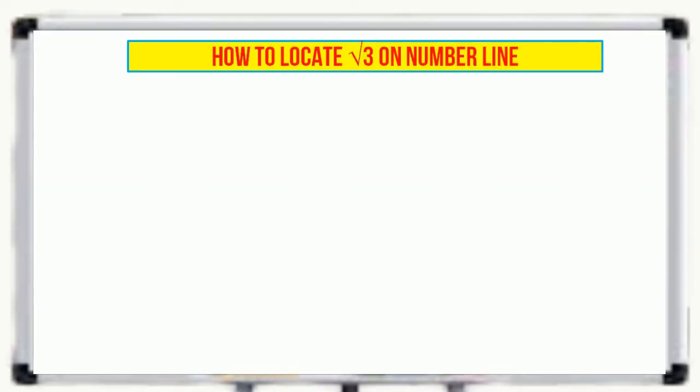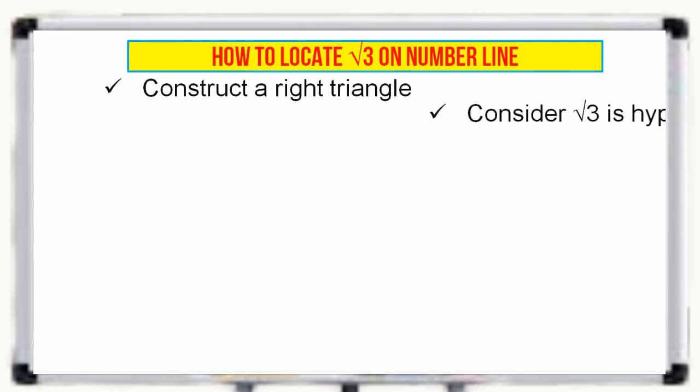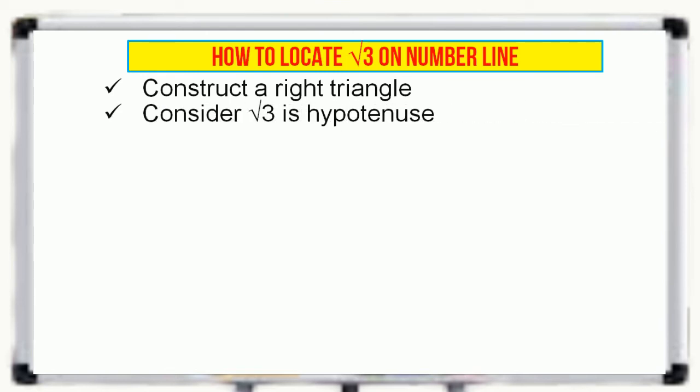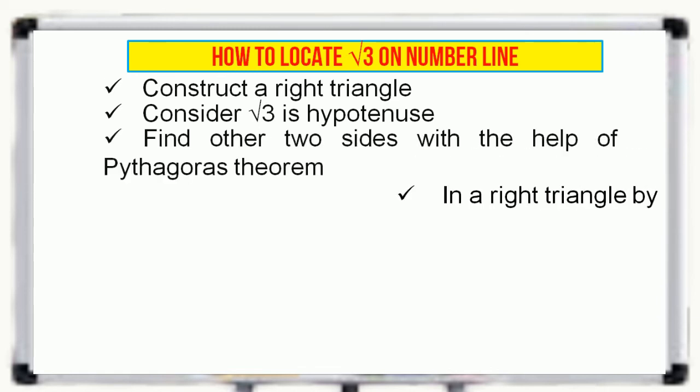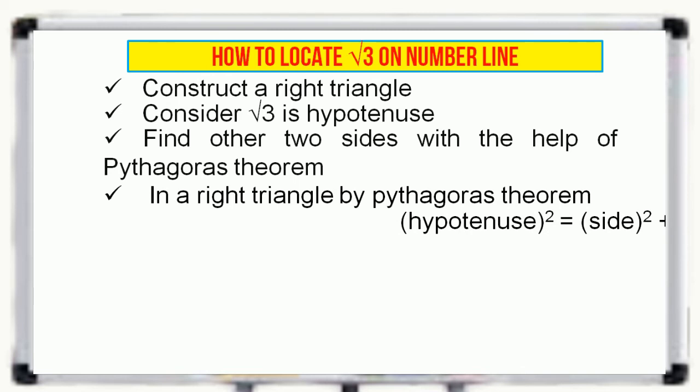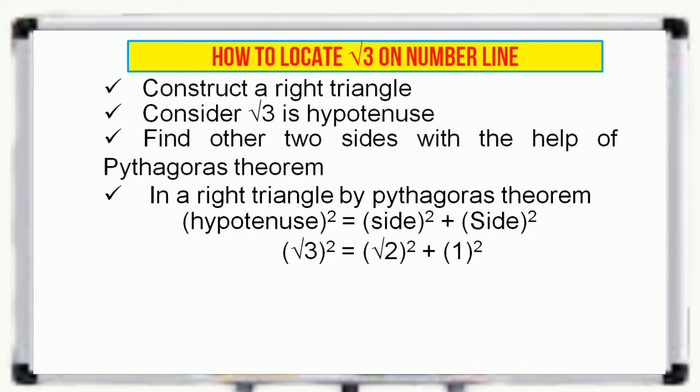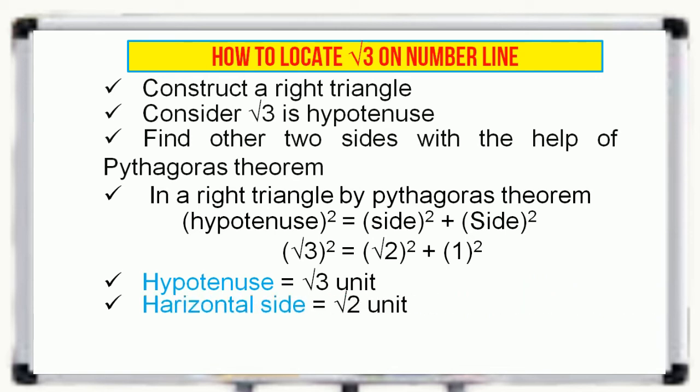So now another example: how to locate square root of 3 on the number line. So here also you have to construct a right triangle and consider root 3 as the hypotenuse. By Pythagoras theorem, hypotenuse square is equal to side square plus side square. So here the hypotenuse is square root of 3, one side is root 2 units and the other side is 1 unit. So the horizontal side is square root of 2 units. That means first you have to construct square root of 2 on the number line, then on the square root of 2 hypotenuse you have to take a vertical side of 1 unit.